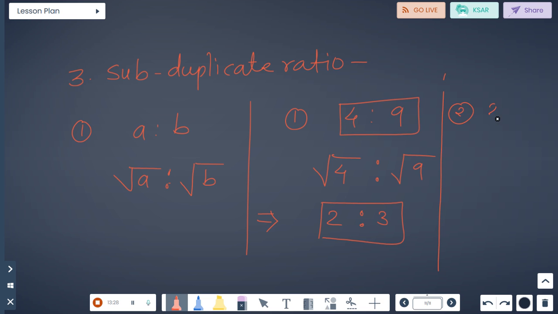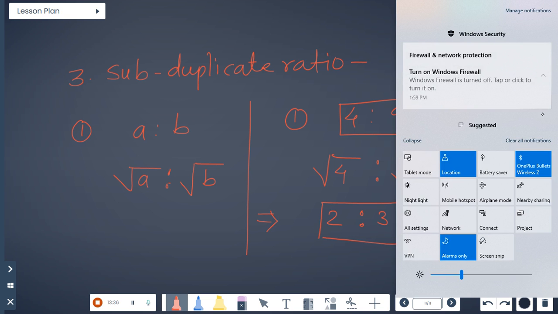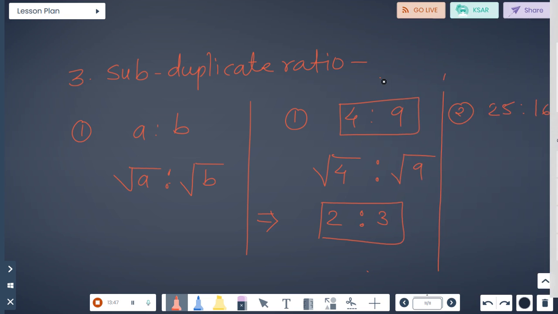Next example, 25 is to 16, and the question is to find the sub duplicate ratio of 25 is to 16. We have to find the square root of 25 is to the square root of 16. The square root of 25 is 5 and the square root of 16 is 4. So this is the sub duplicate ratio.